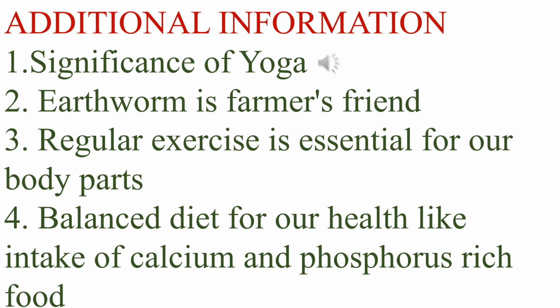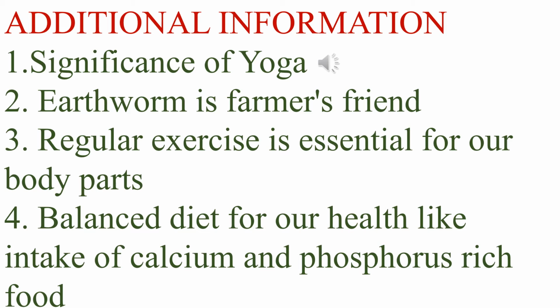And I have included an additional topic in the lesson plan, that is the additional information. So how can this topic be added on? We can correlate this concept to the significance of yoga, because this lesson is about the body movements. And because we are studying about the movement of other animals also in this lesson, earthworm is the farmer's friend. So the movement of earthworm in the soil, how it makes the soil become fertile, that additional information we can add on.